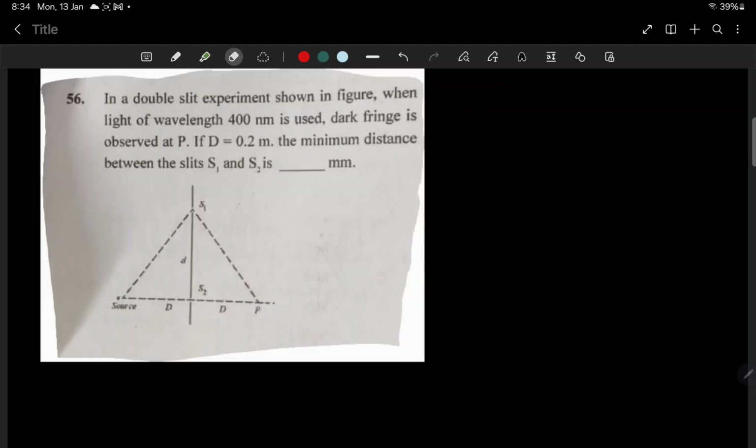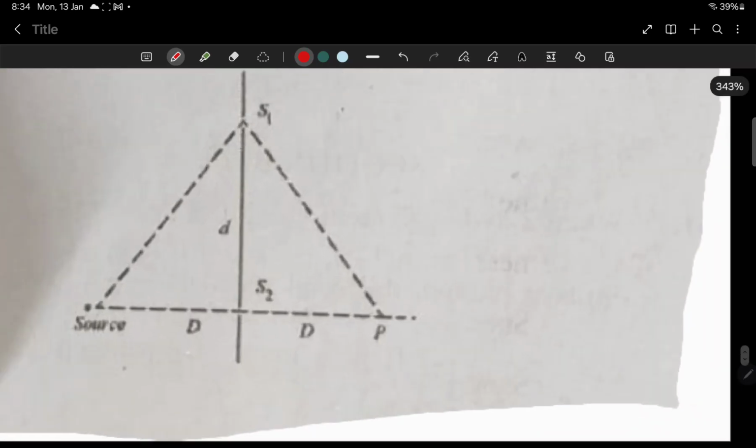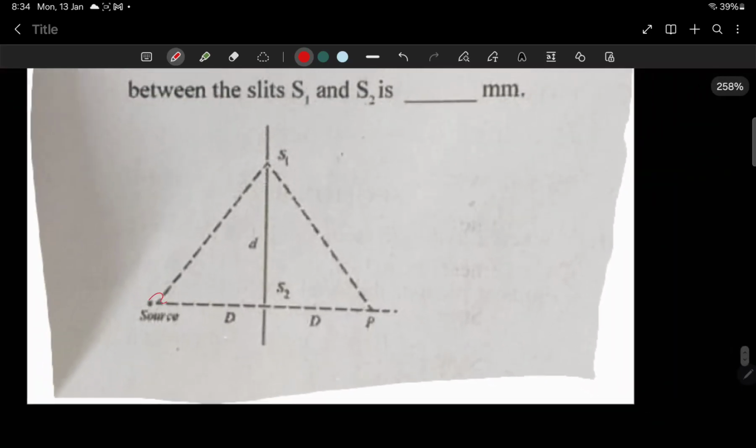Yes, so this is the next question. So it's from wave optics. In a double slit experiment shown. Okay, so what's happening here? I am zooming it. So there is a source here. The slits are respectively here and here.